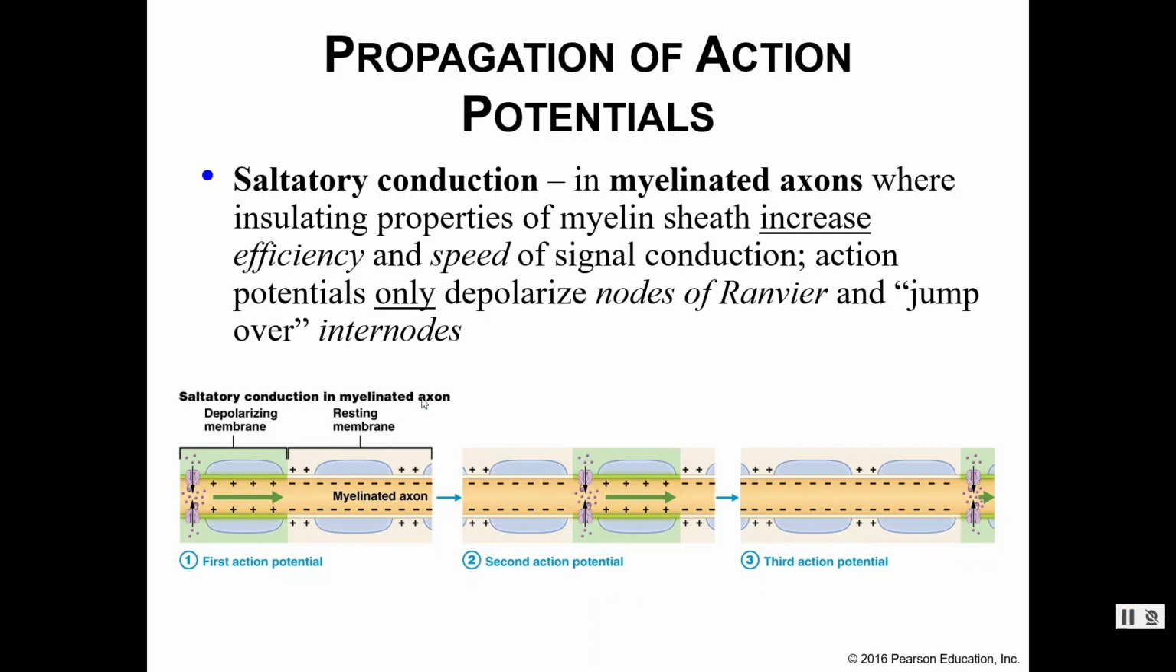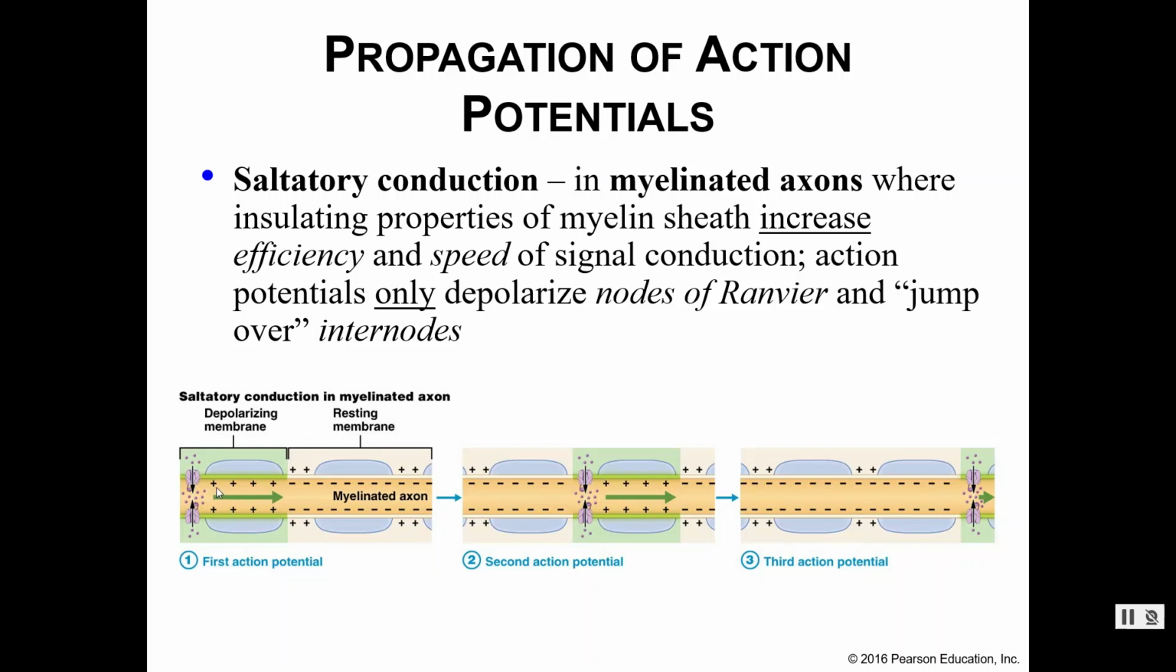So here's what it looks like. We're going to go left to right. First step, we start our action potential. You know that involves depolarization of the voltage-gated sodium channel. Notice where our sodium channel is. It is in a node of Ranvier. You don't see any sodium channels in your internodes. So we have started our action potential.